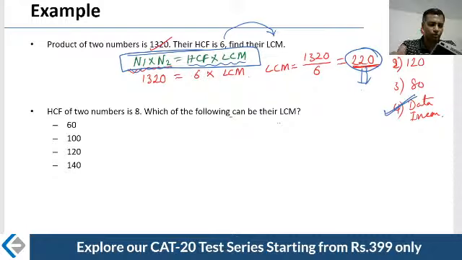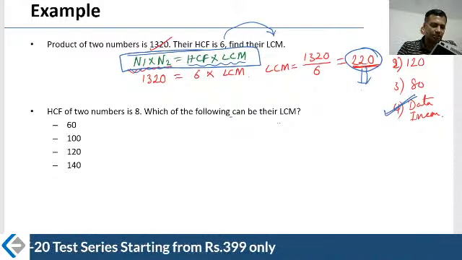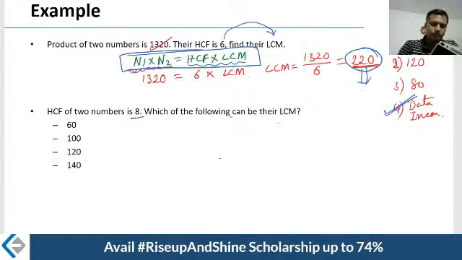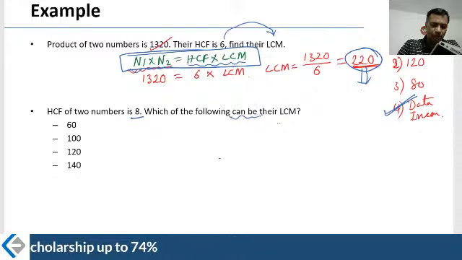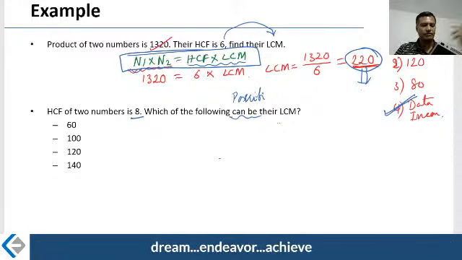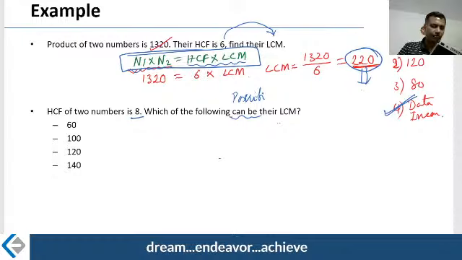Okay, let's go to the next question. You might have got that point. Just to illustrate that point, here is another example. HCF of two numbers is 8. Which of the following can be their LCM? We are only talking about the possibility because there is not too much information, it is a very loose thread of information.